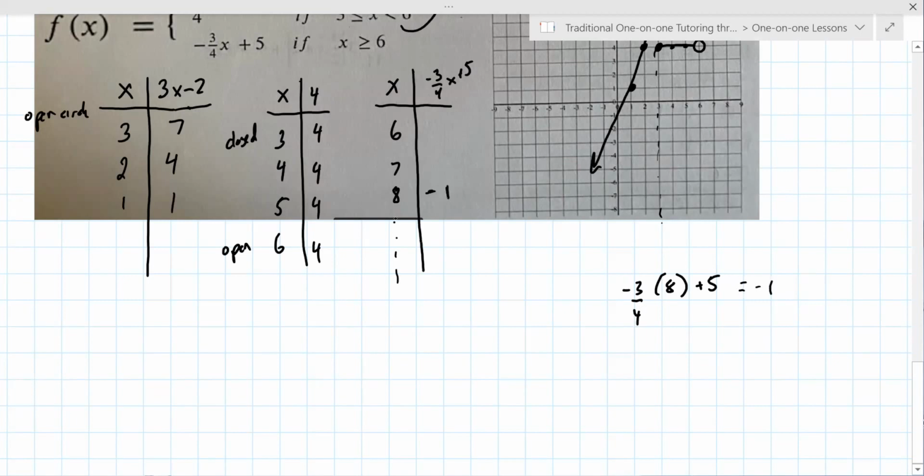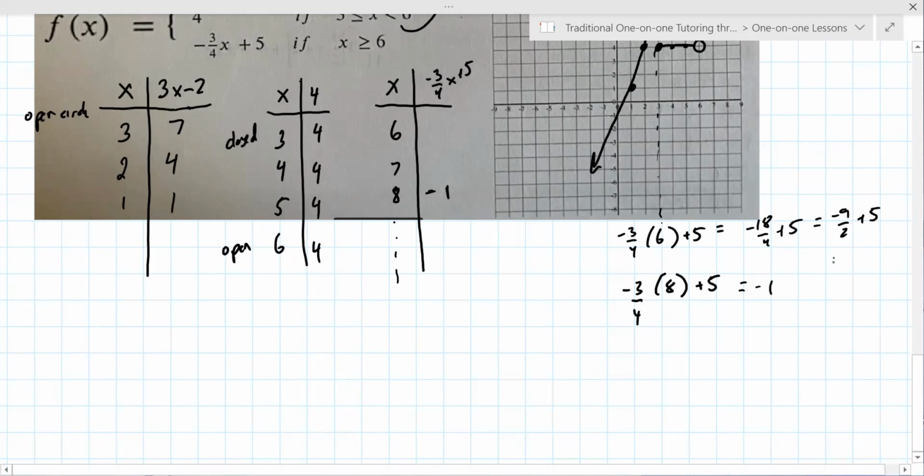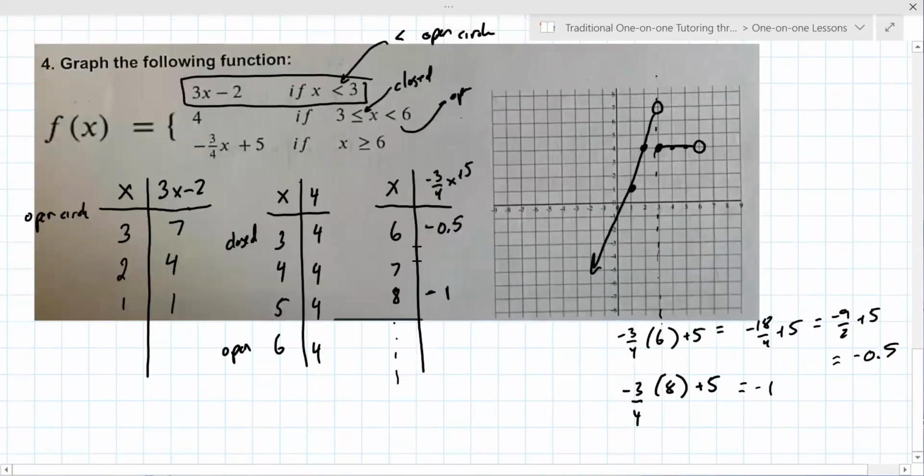But when we do it at 6, the problem is it's -3/4 times 6 plus 5. That's -18/4 plus 5. Well, that's -9/2 plus 5. So that's -4.5, and this becomes 0.5 when you go through it. So the idea is you're making a table of values. Unfortunately, this last one isn't very nice. This is a closed circle because of that symbol there. And that's kind of right there. And then the 8, it goes down to 1. So it looks something like that.